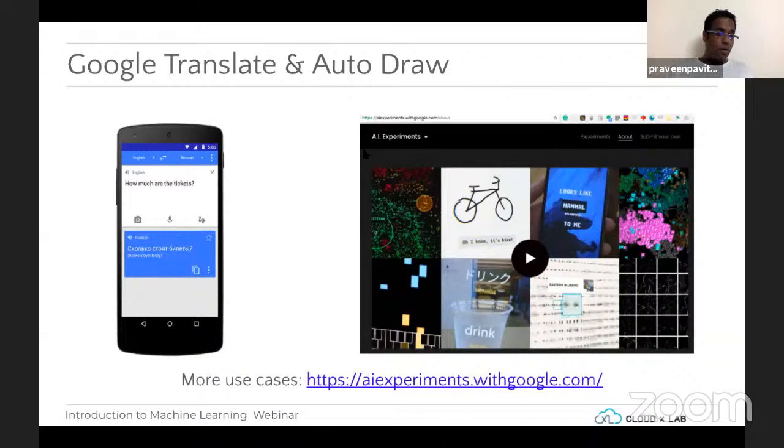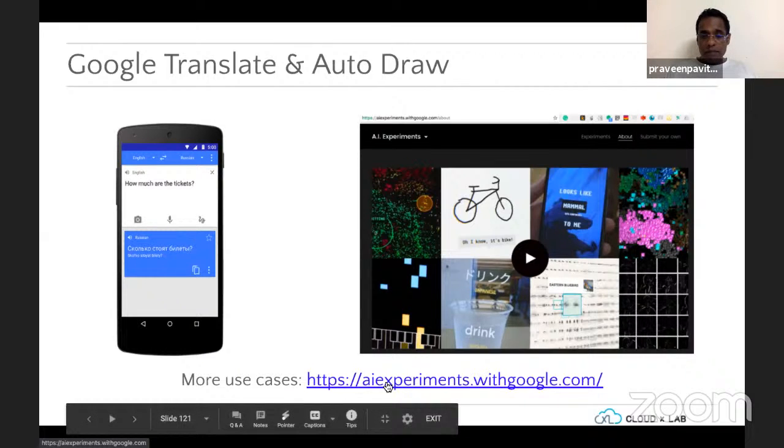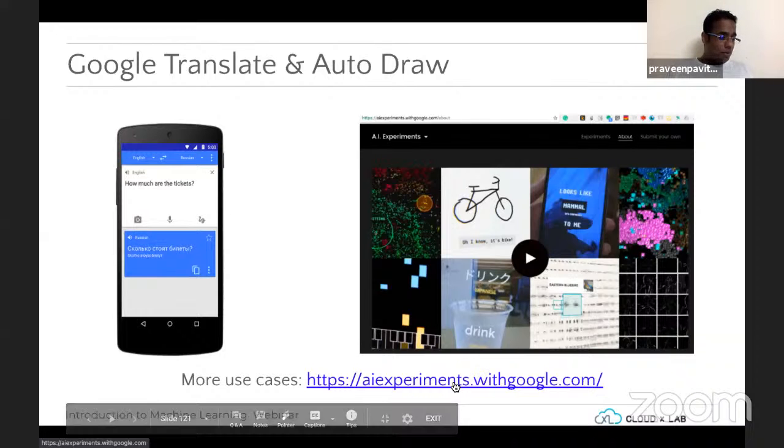There is AutoDraw. Over here, we have given a link to AI Experiments with Google. I recommend that you try it. This is a great example of how machine learning is working.